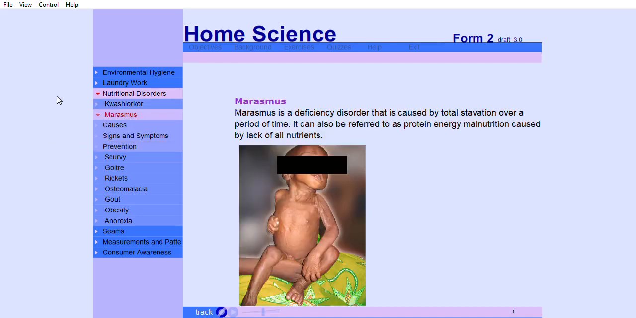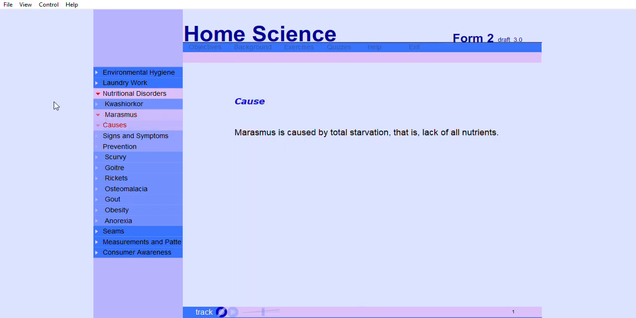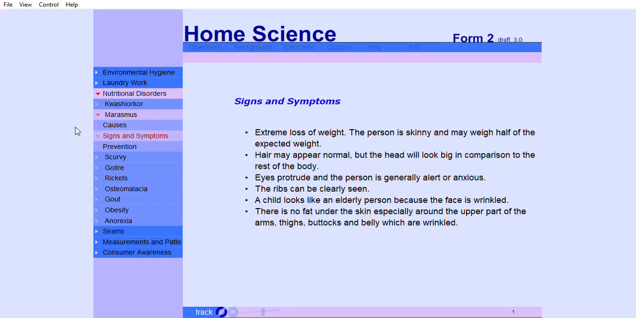Marasmus is a protein energy deficiency disorder. Marasmus is caused by total starvation, that is, lack of all nutrients. These are signs and symptoms of marasmus.